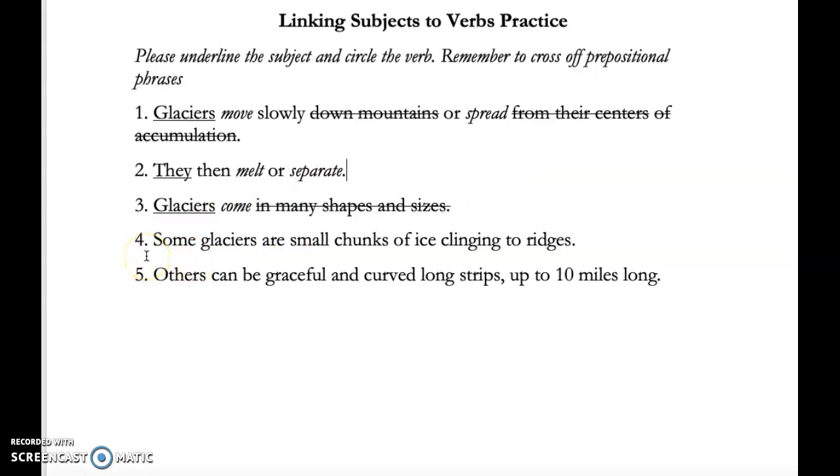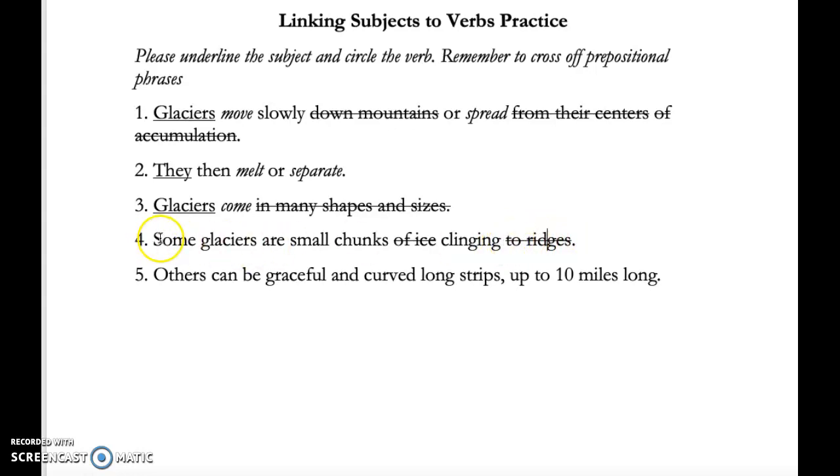In the next sentence, I see some glaciers are small chunks of, you know what that is, ice clinging to ridges. So we have two prepositions, and I say of what? Of ice. So I can cross this off. To what? To ridges. Now I know you're thinking, but Alexine, maybe this is a verb in the infinitive, because remember that you can put to in front of a verb and make it an infinitive. But in this case, the to is not attached to a verb. Ridges is not a verb. So that's how I know that this is a prepositional to.